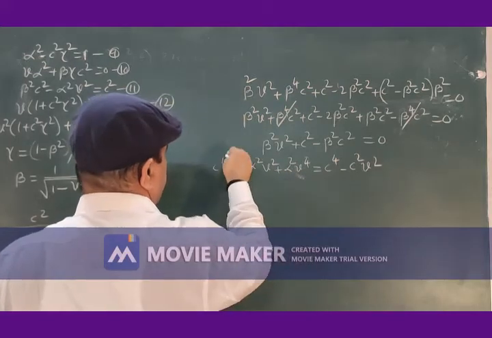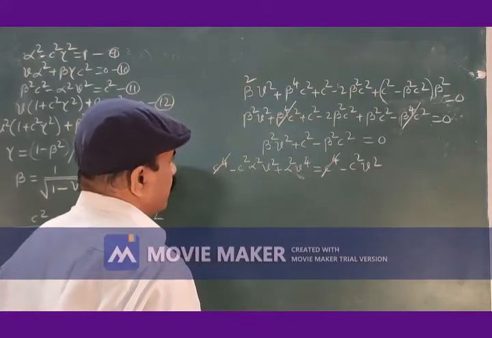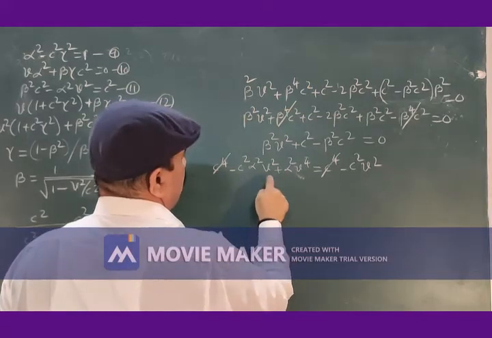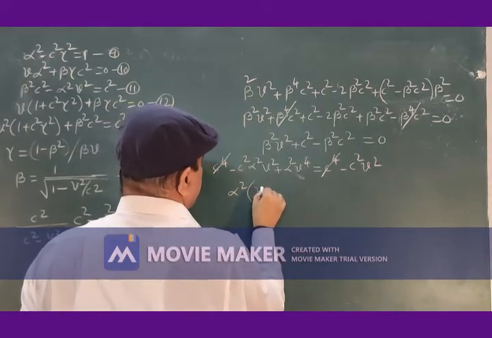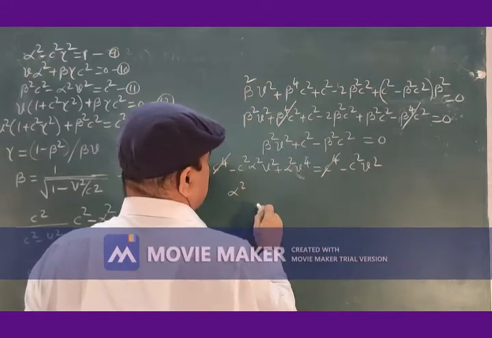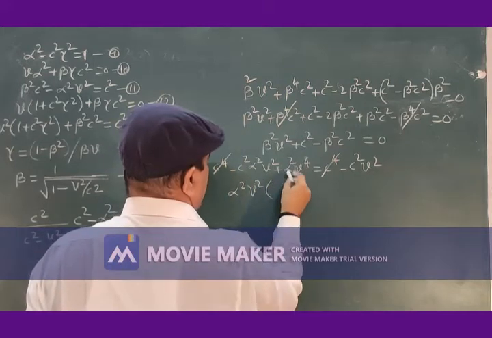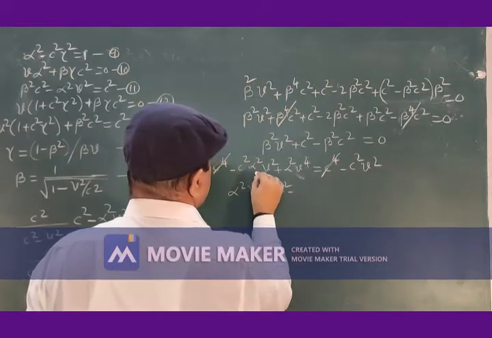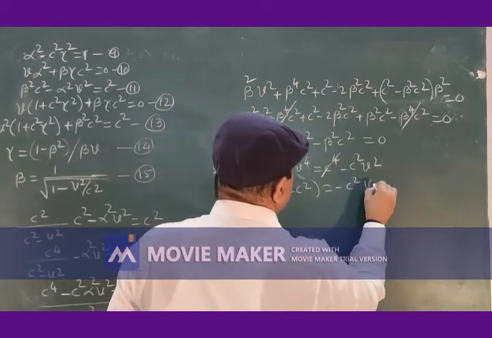This c to the power 4, c to the power 4 identically cancels out. Then from these two terms, let me have alpha square taken common. Let me have common here alpha square v square. What is left here? Simply v square, and here minus c square is equal to minus c square v square.